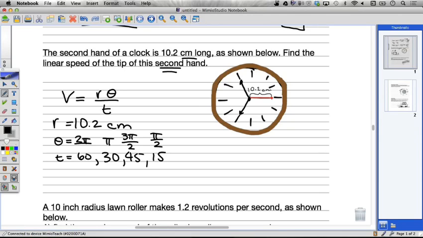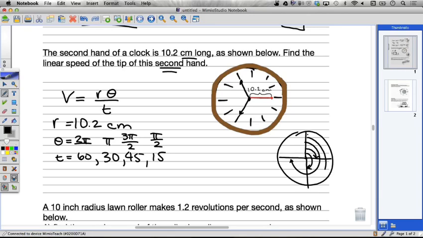Listen. You see the clock? Look at 15 seconds. If you have a clock, the angle that you go through for 15 seconds is what? 90 degrees. If you go all the way to 30 seconds, what angle did you travel through? 180. And if we go all the way around, that would be 270 degrees, or 3 pi over 2.